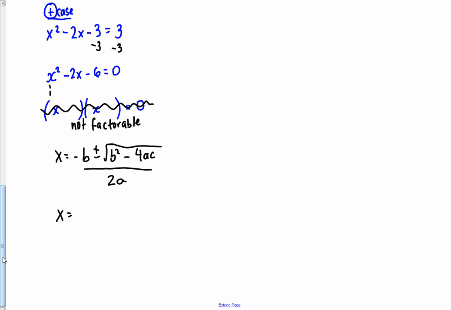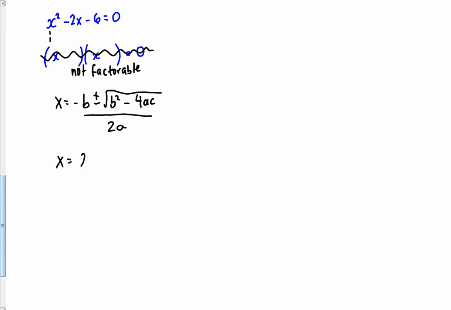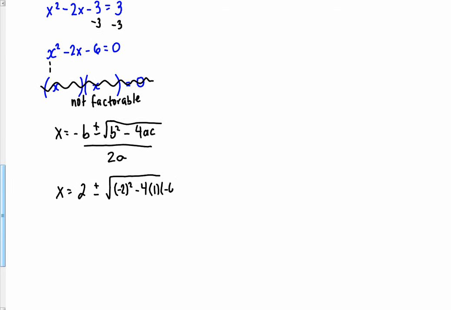Okay, what would be my negative b? 2, good. Positive 2, because it's a negative 2. Positive 2, because if you do negative, negative 2, it becomes positive 2, plus or minus square root. Negative 2 squared minus 4 times 1. What's my c value? Negative 6. All over 2a. So just 2. 2 times 1 is 2.